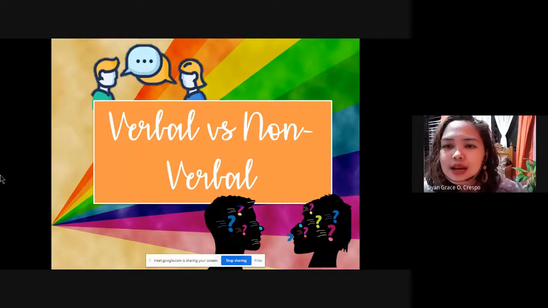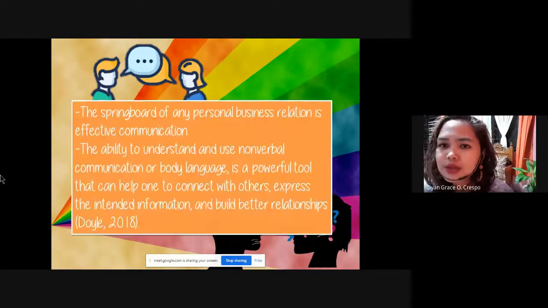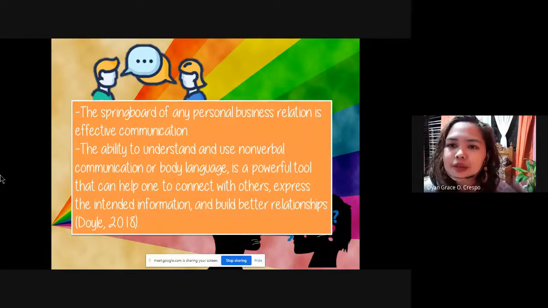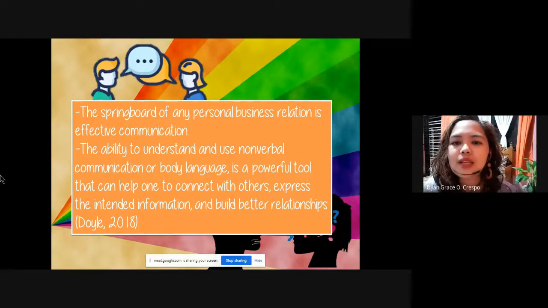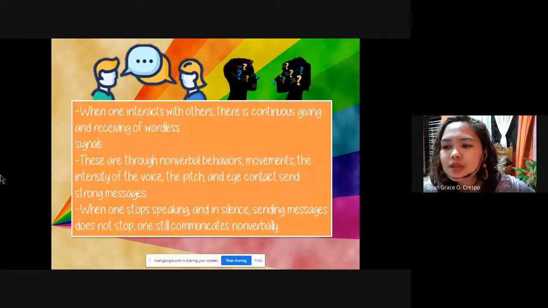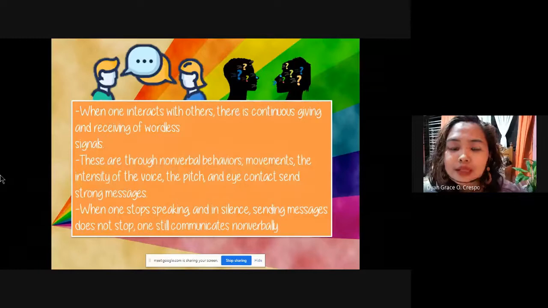So let's have the verbal versus non-verbal. The springboard of any personal business relation is effective communication. Always believe that. The ability to understand and use nonverbal communication or body language is a powerful tool that can help one to connect with others, express the ideas, intended information. So we could say nonverbal is also important.